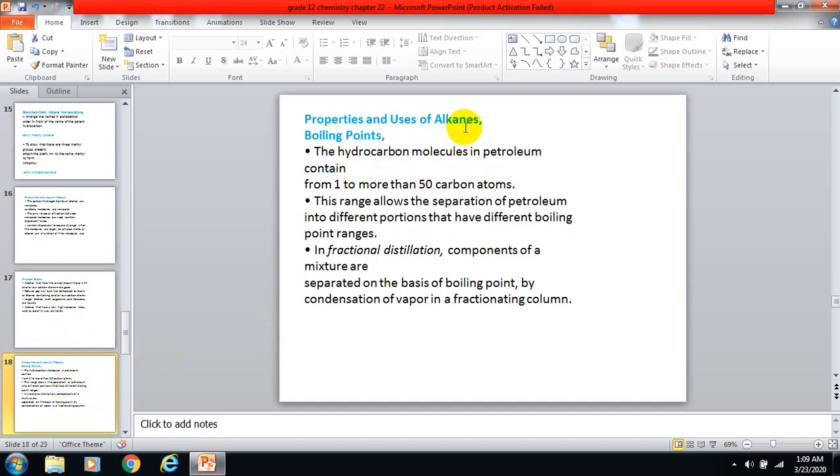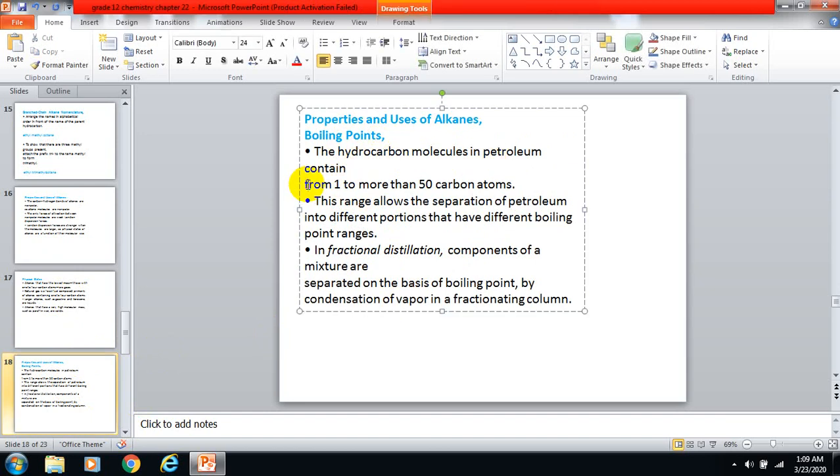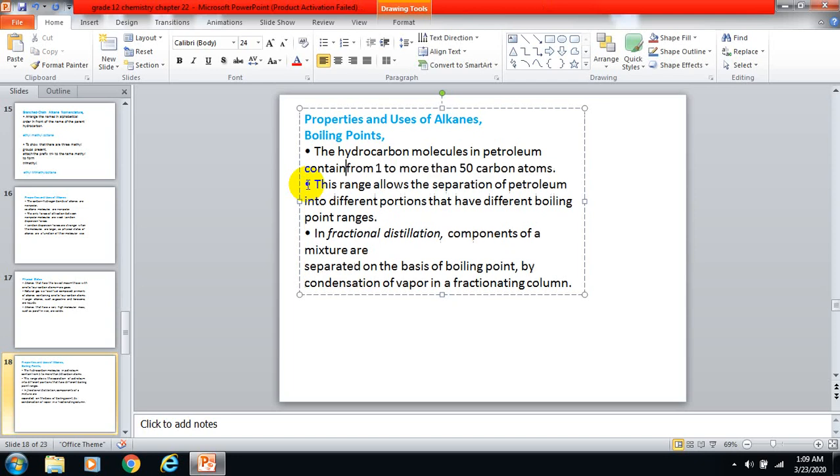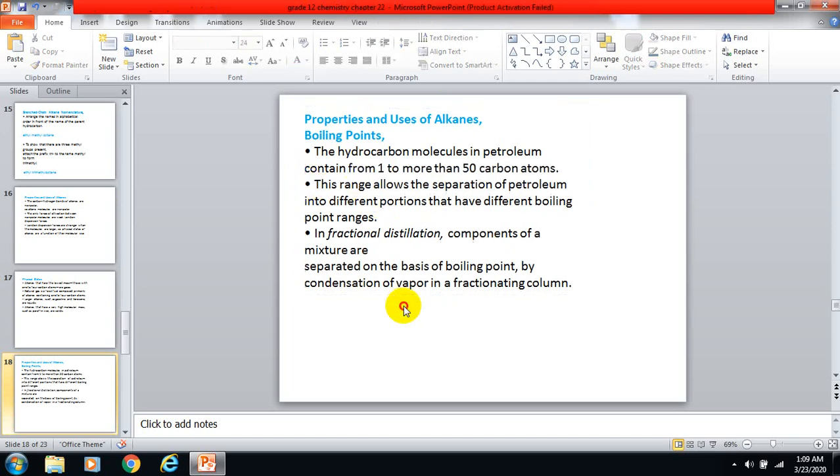Properties and uses of alkanes. Number 1, the boiling points. The hydrocarbon molecules in petroleum contain from 1 to more than 50 carbon atoms. Oh, this is so large. Boiling points, look at how it ranges. It ranges from 1 to 50 carbon atoms, which is like a big range.